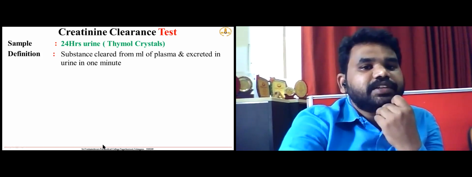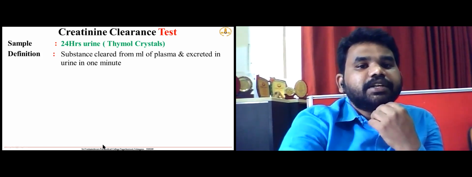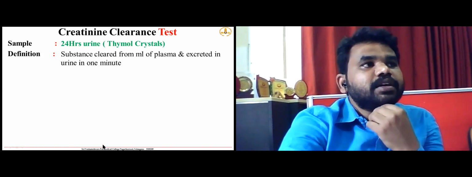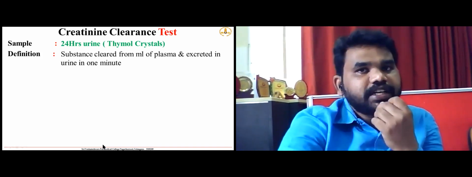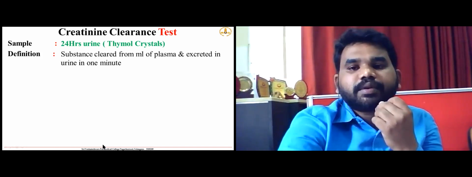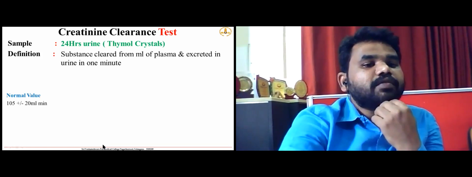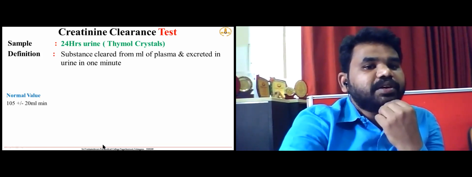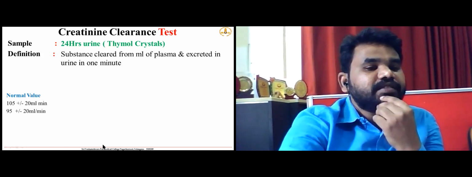So the definition of creatinine clearance: clearance means the substance is cleared from a ml of plasma and excreted in the urine in 1 minute. How much substance is cleared from a ml of plasma and excreted? It is not only clearance, it should also be excreted in the urine, and that too in 1 minute. The normal value is 105 plus or minus 20 ml per minute in males, and 95 plus or minus 20 ml per minute in females.